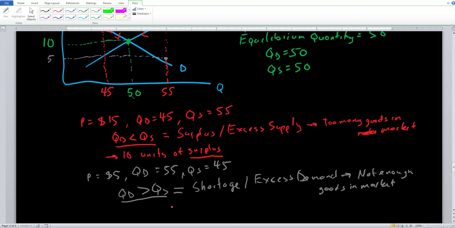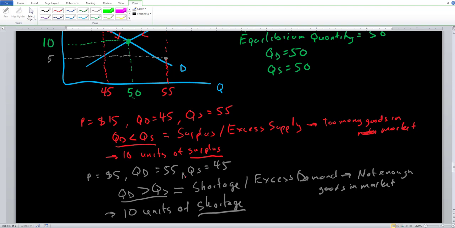And once again, can we figure out the specific amount of this shortage? Yes, all we really need to do is take the difference between QS and QD. So in this scenario, when prices are $5, we have 10 units of shortage. And once again, we really don't make a differentiation between positive and negative right here. So QS minus QD is negative 10 technically.